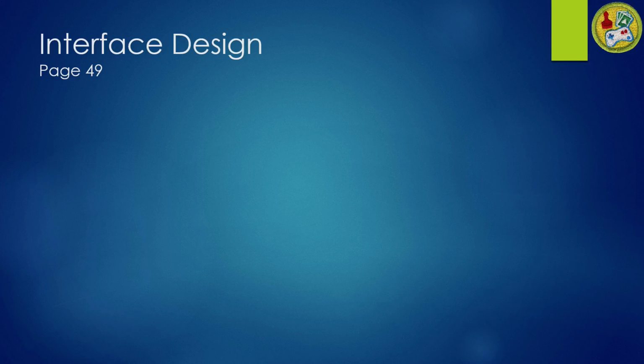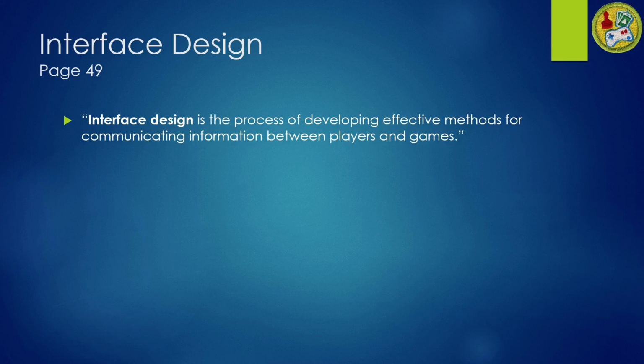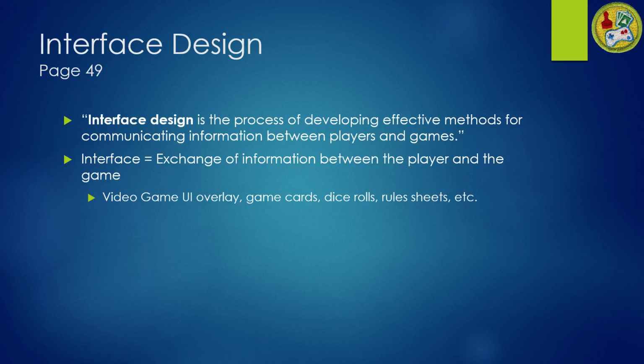Interface design can be found on page 49. Interface design is the process of developing effective methods for communicating information between players and games. Interface is the exchange of information between the player and the game. Things like the UI in video games, game cards in a card game, dice, and rule sheets are ways to communicate information with the player that allows them to play the game.